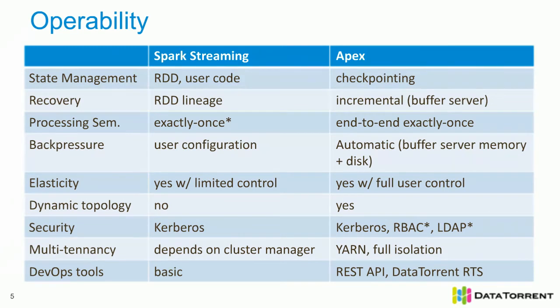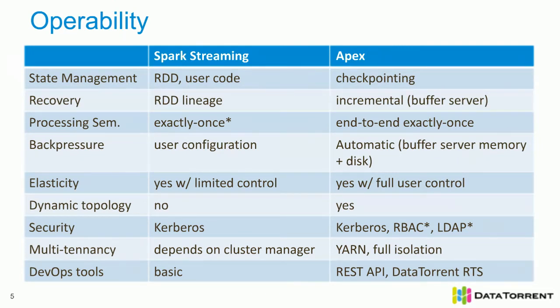In Apex, it's automatic. The buffer server, when it fills up the configured amount of memory, will start to spool to disk, and it will also block the consumer of the data to the speed at which it is writing to disk. So back pressure naturally builds up to the source, and the processing slows down to the slowest unit in the processing pipeline.